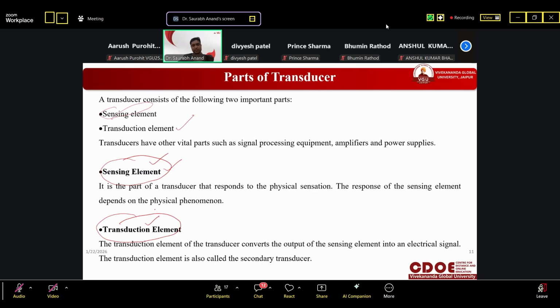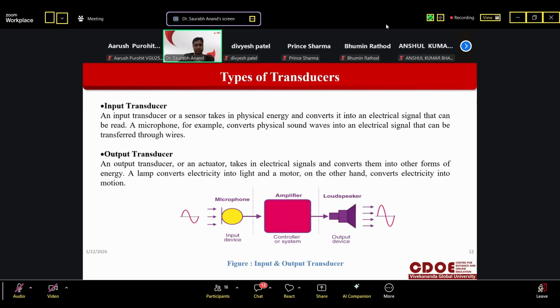So a transducer is actually the converter. The transduction element is basically the converting element, so finally it will convert into electrical form. And the sensing element is what is sensing the sound or your voice, right? So these are the two parts of a transducer.